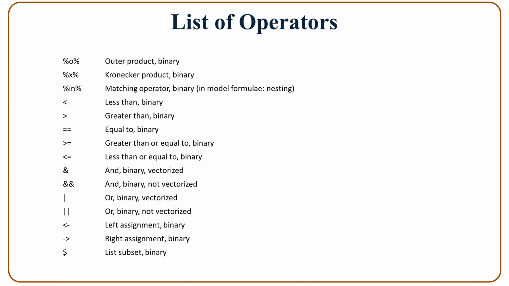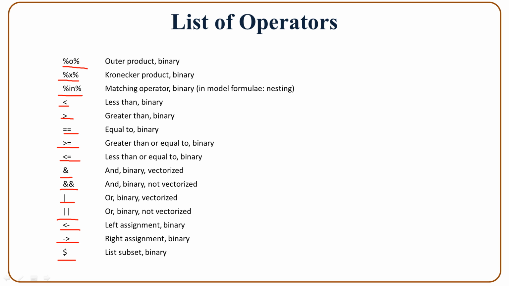In the second page, we have outer product. We have Kronecker product, matching operator, less than, greater than, equal to, greater than or equal to, less than or equal to, and this is actually for vectorized form, and this is your non-vectorized form, or for vectorized and or for non-vectorized. Left assignment and right assignment, we will see this in examples, and also list subset.